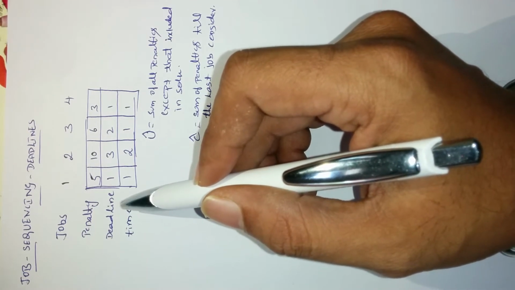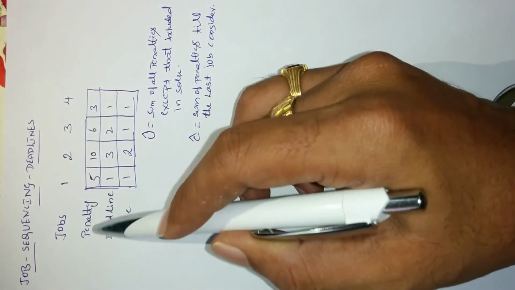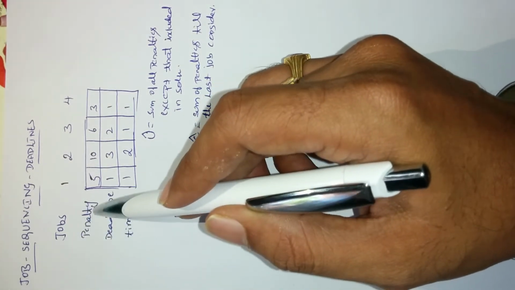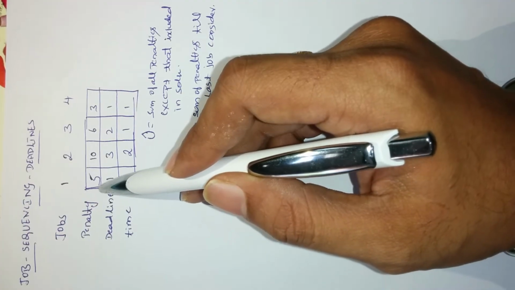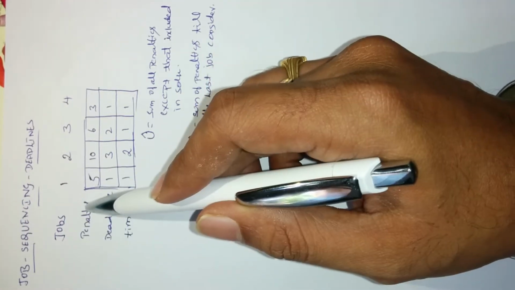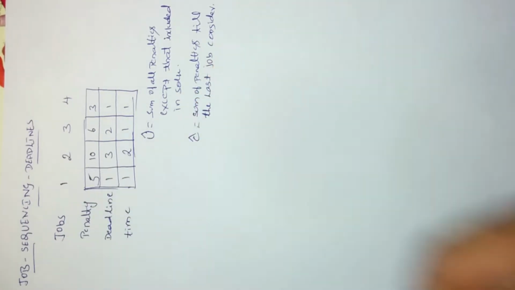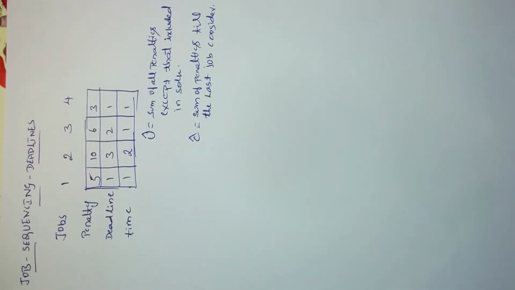Instead of profit, we are taking penalty here. If you take profit, we have to maximize the value, but since we are taking a penalty, we get a minimization value. Penalty means we have to pay, we will not gain. We will lose also. So instead of profit, we are calling it a penalty.